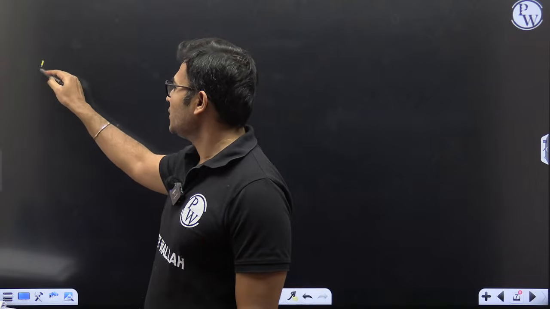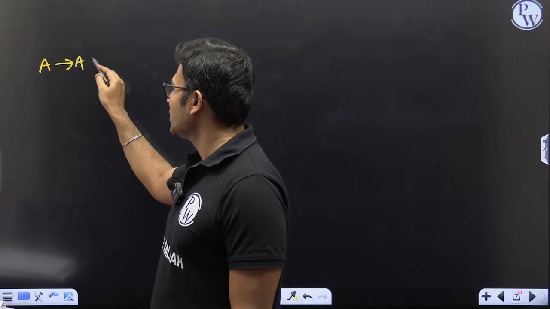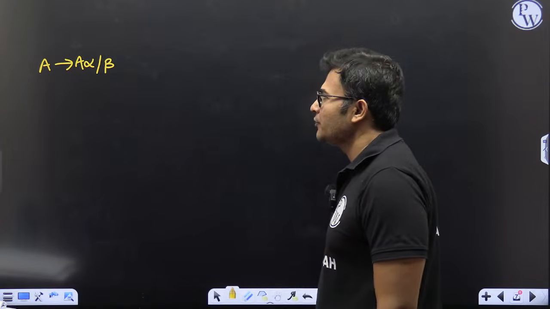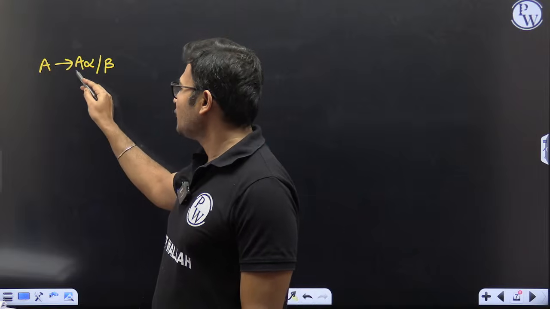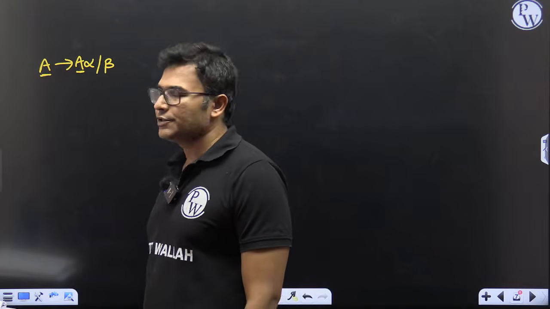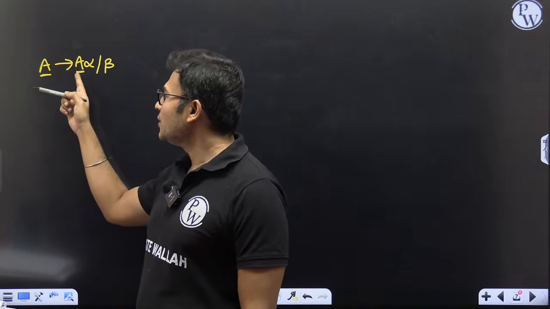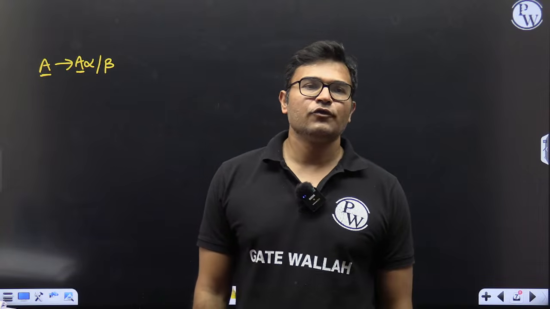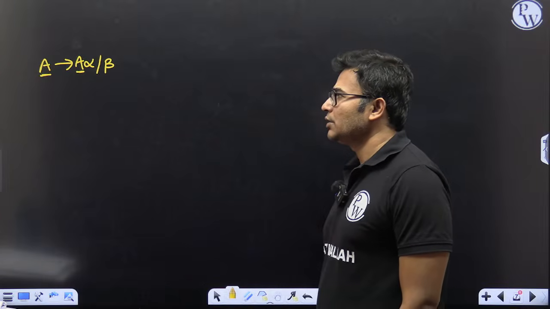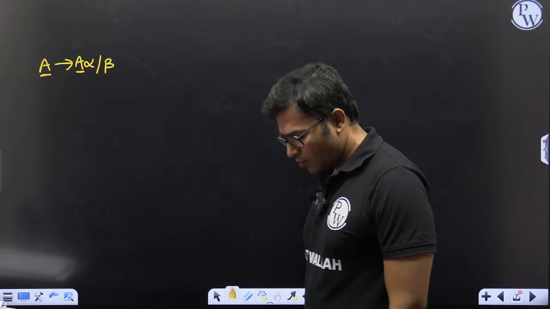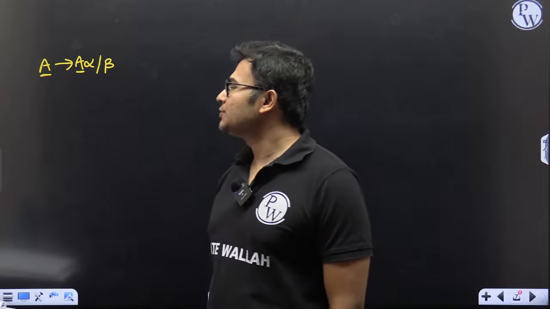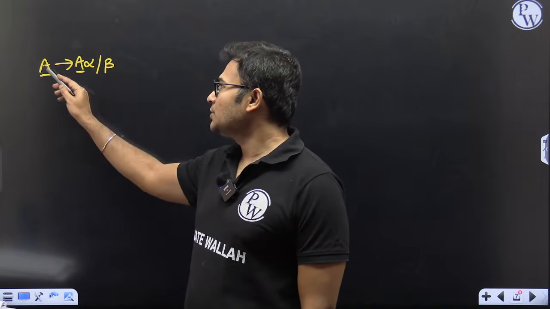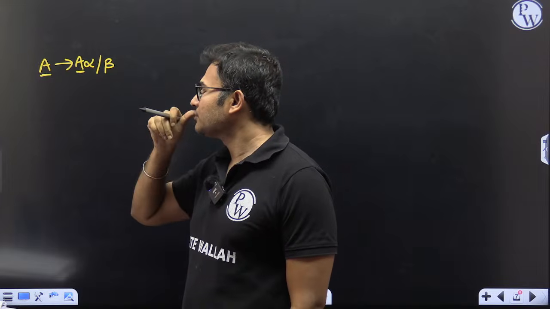So if you have a grammar like this, A derives A alpha or beta, this is an example of a left recursive grammar, because the leftmost symbol in the RHS is equal to the LHS. Now the problem with left recursive grammar is that it is not allowed by any top-down parsers. The reason is A is calling A without checking anything, right?